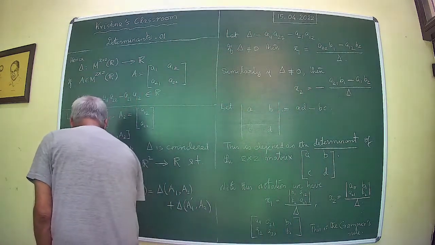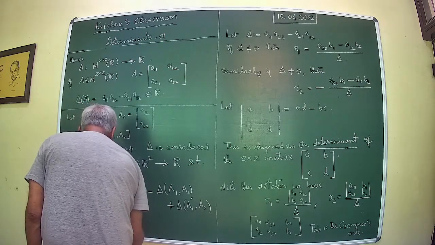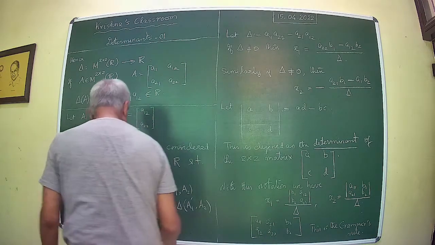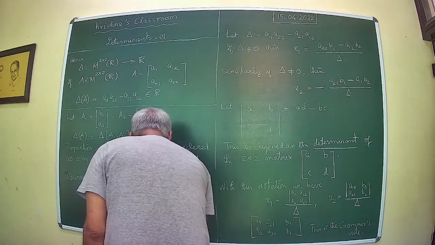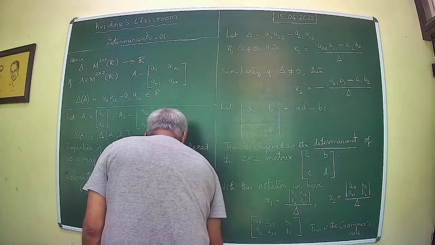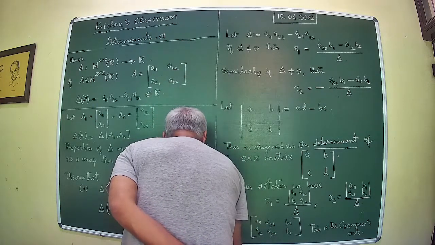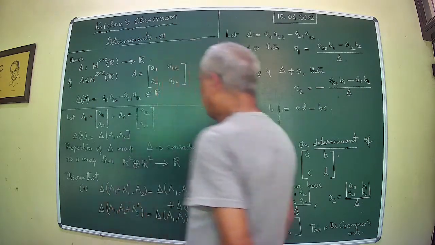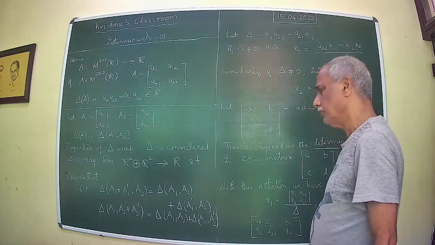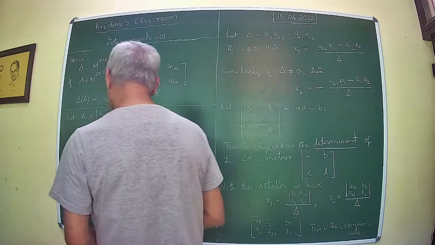Similarly, delta of A1, A2 plus A2 prime is equal to delta of A1, A2 plus delta of A1, A2 prime. That means it is also linear in the second argument if you hold the first argument fixed. Okay, it's not linear, I mean it's just additive. What I should say is additive.